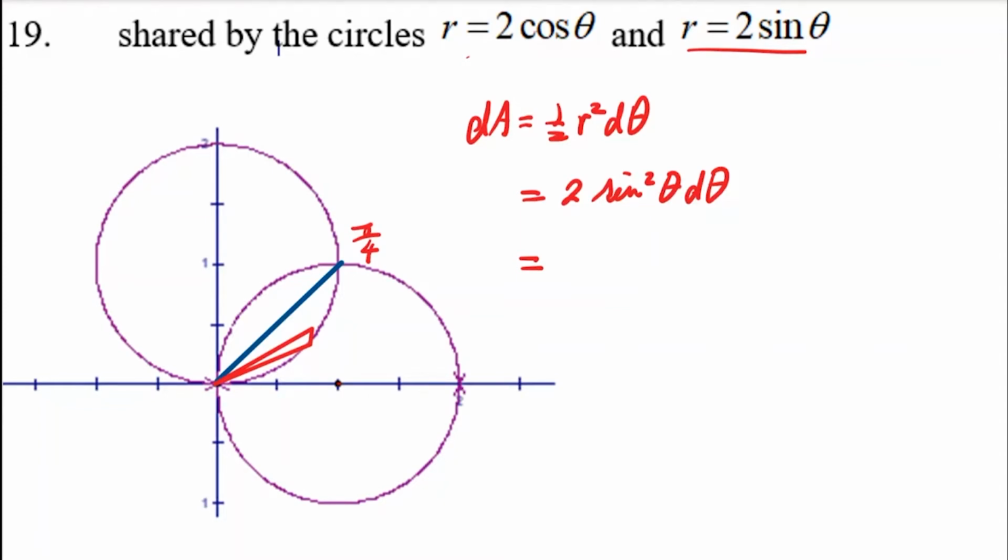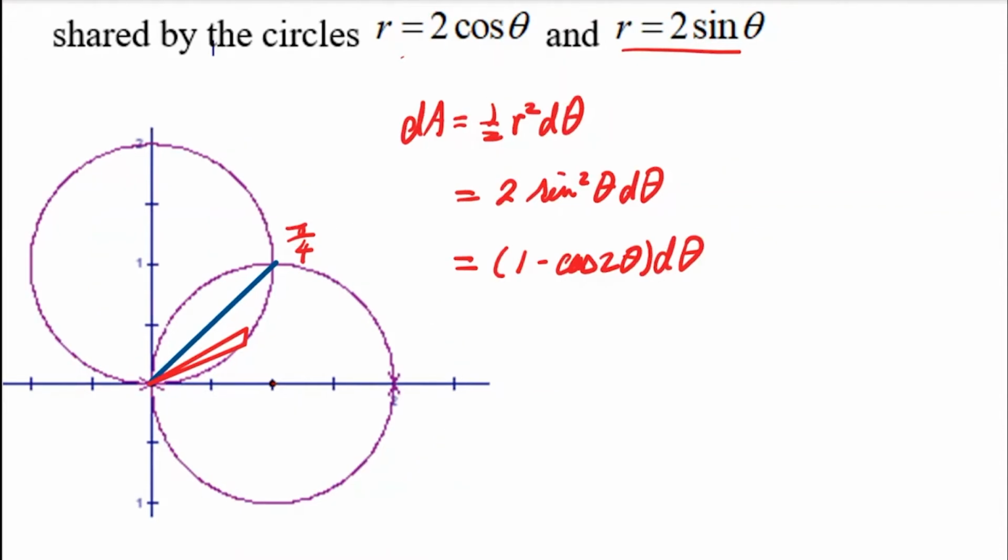Somebody tell me. 1 minus cosine 2 theta over 2. Yeah. And then the 2 cancels. The 2 cancels this too, so we'll have 1 minus cosine 2 theta d theta is all we have, right? So far, so good.